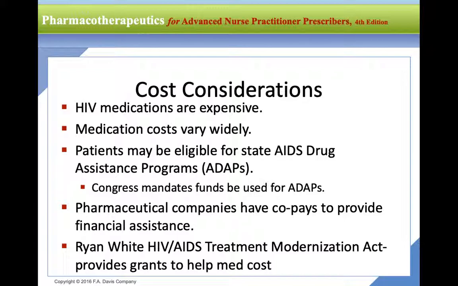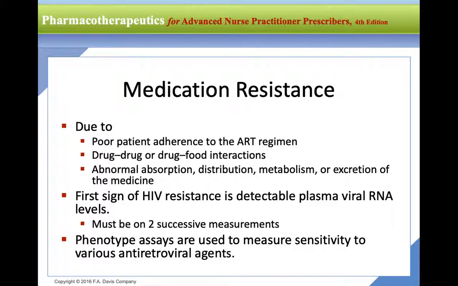Cost considerations: HIV medication is expensive. Almost all of it is name brand only, but the manufacturers have great patient assistance programs. There's a lot of money going into HIV and AIDS treatment right now, so that really benefits everybody, not just in treating patients who have HIV, but, like we'll talk about in a minute, patients who are at an increased risk of exposure. There are great co-pays and patient assistance for those patients also.